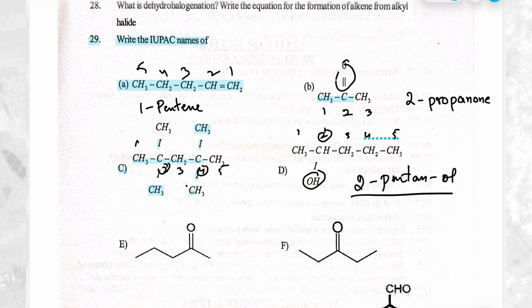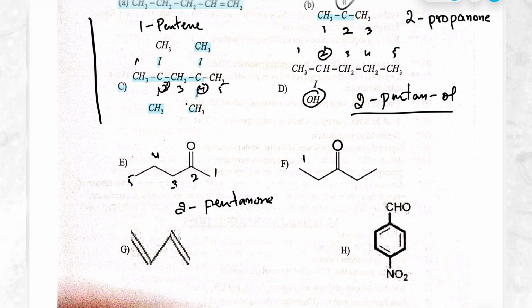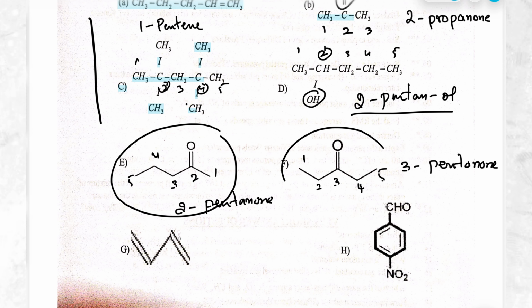Clear, student? Remaining, you can see: 1, 2, 3, 4, 5. Tell me, 2-pentanone, right? This is 1, 2, 3, 4, 5. You tell me what is the answer? 3-pentanone. 2,3-pentanone. So many times these two questions are asked. Okay, clear? Any doubt in this?